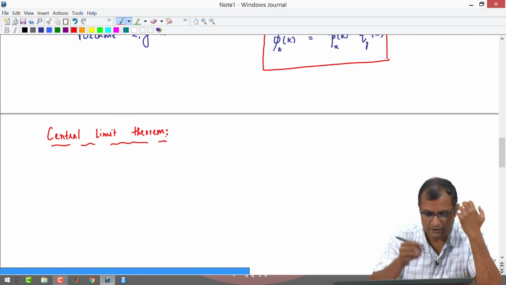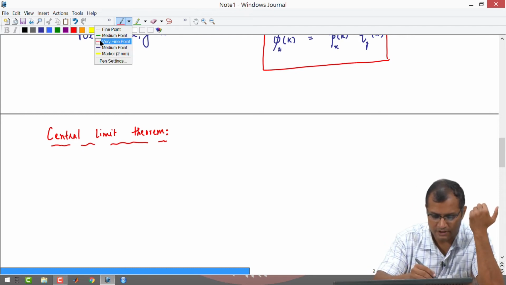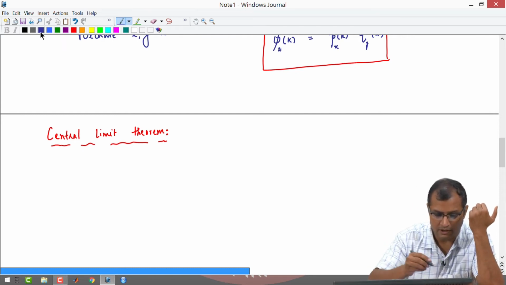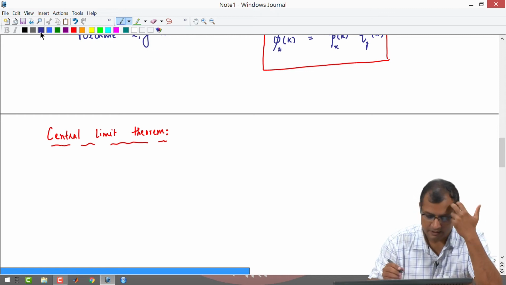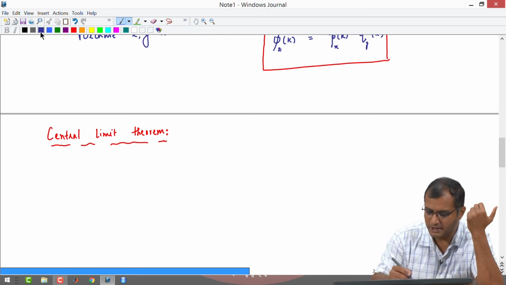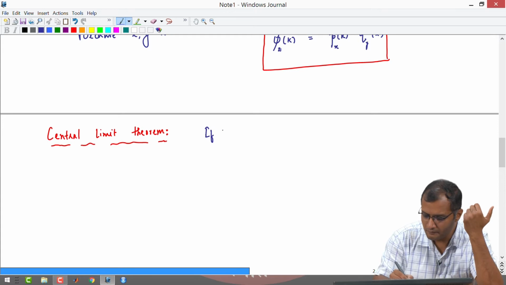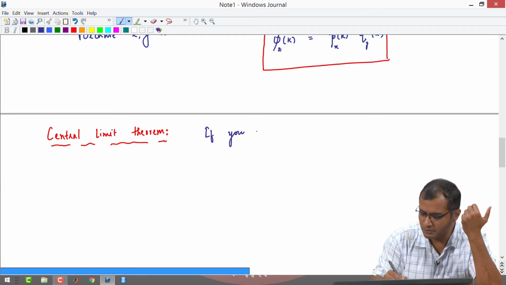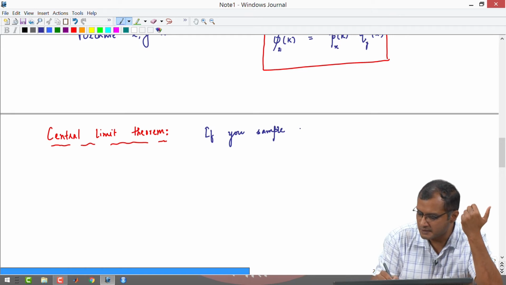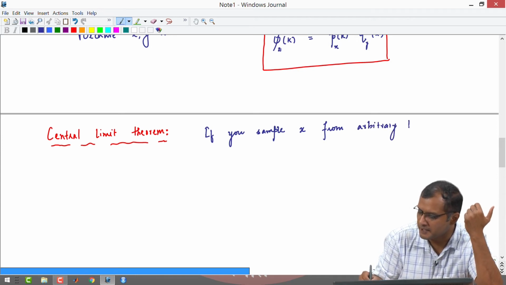Now, the theorem is very simple and very powerful. It states that if you take, let us say you sample some random variable x from an arbitrary PDF.